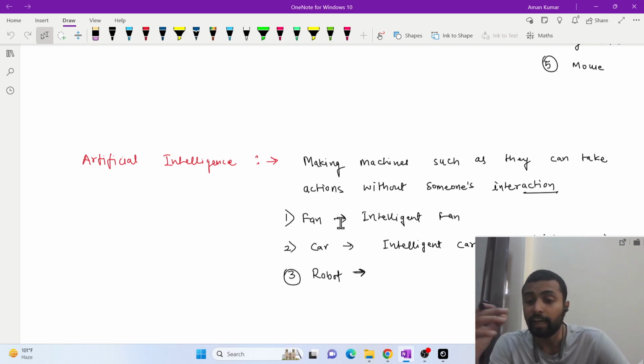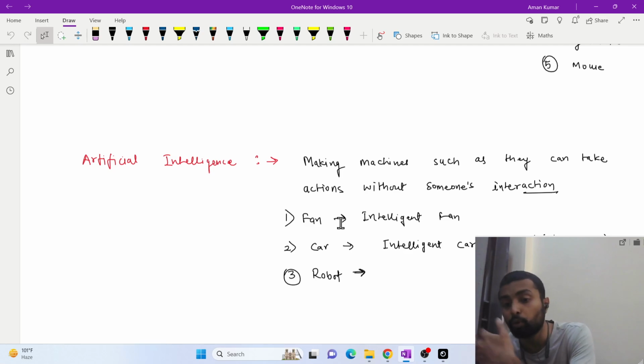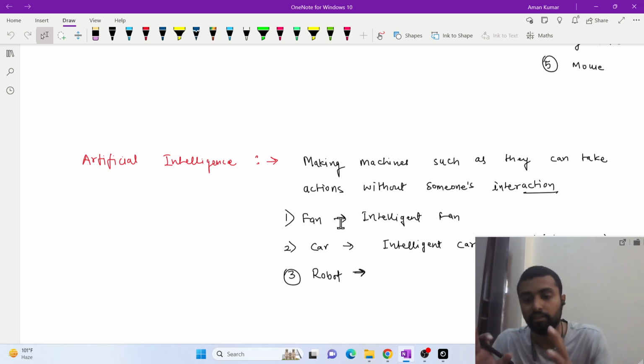Intelligence means having the ability to learn or solve complex problems. That we say intelligence. So when we combine these two words, we can say that a machine which has the potential power to learn new things and solve new problems automatically without someone's help, we can say it is artificial intelligence, in a simple sentence, to be honest, right? I hope you got the idea.